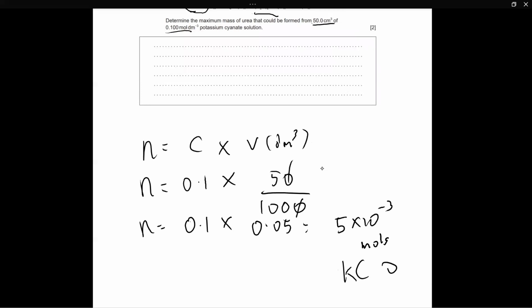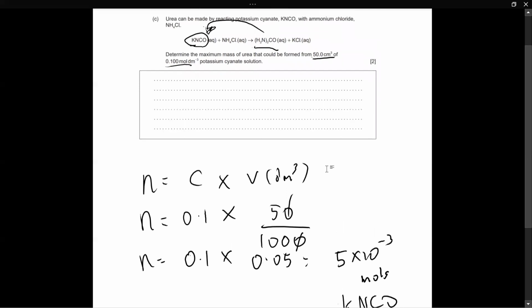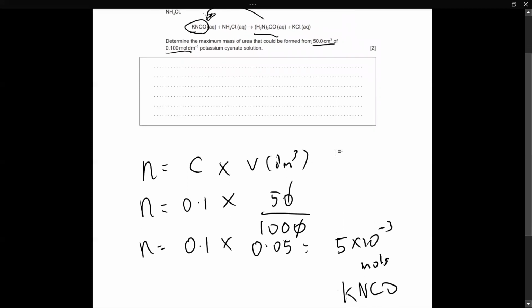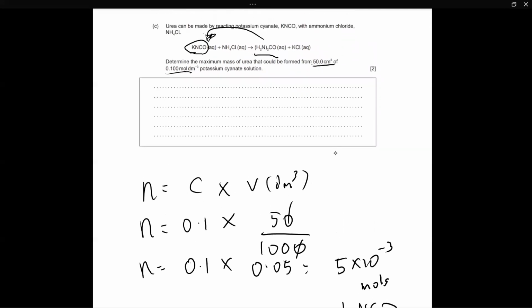Now, what do we do next? We need to now find out the number of moles of urea. Based on this chemical equation that they have given us, and looking at the molar ratios, we can tell that potassium cyanate and urea are in the 1-to-1 ratio. That means if you use 1 mole of potassium cyanate, you're going to produce 1 mole of urea. If you use 2 moles of potassium cyanate, you produce 2 moles of urea.